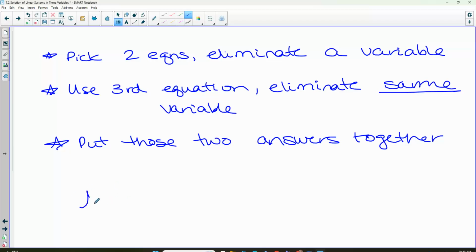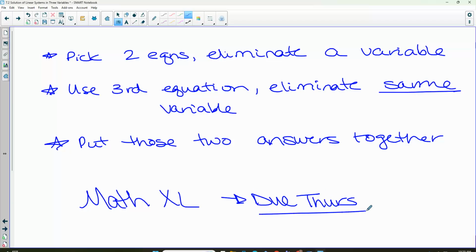The assignment, there is Math Excel. You will notice it is due Thursday. I am not moving on tomorrow. So we'll do a couple more examples tomorrow if we need to, and you will have some class time.